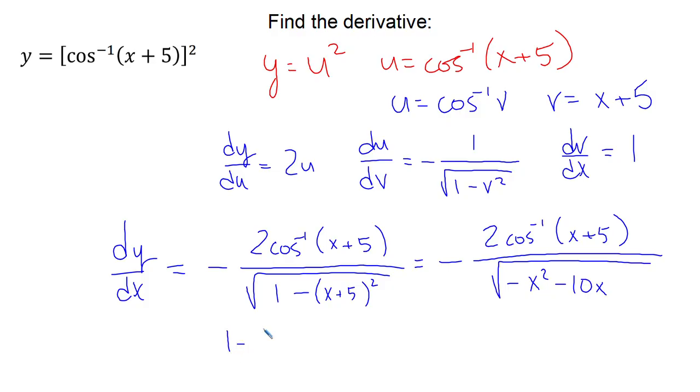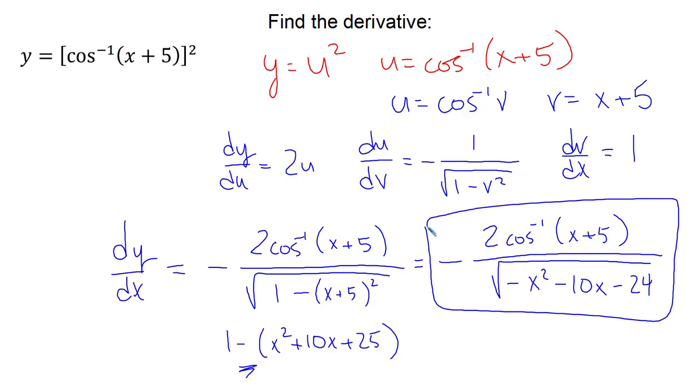And I guess maybe it's helpful if I write this out. This is what x plus 5 squared is. And so we're getting the negative x squared, the negative 10x, and the negative 25 as I distribute that minus sign through. But the negative 25 plus the 1 should just give us a minus 24. And that should be our final simplified answer there for number 14.